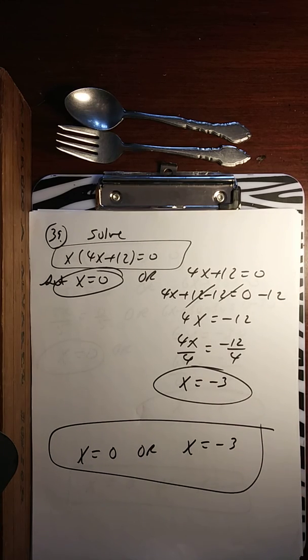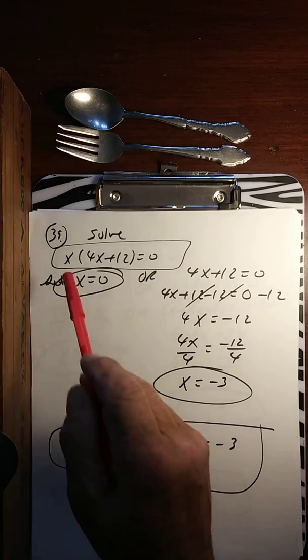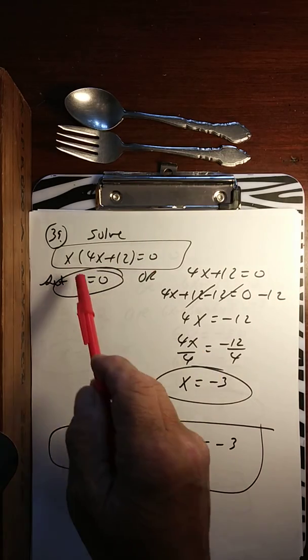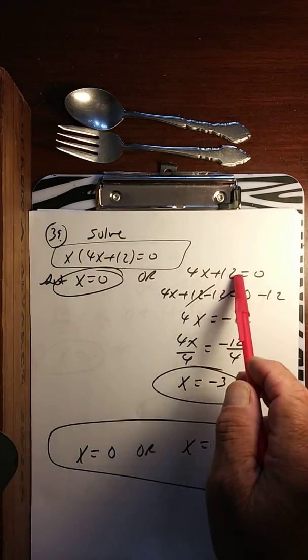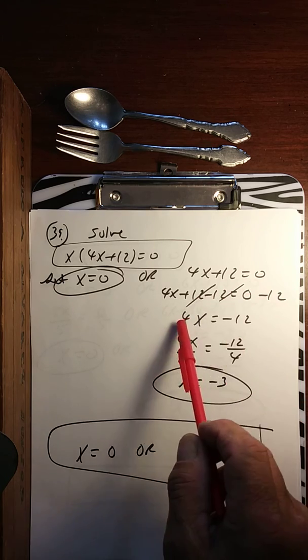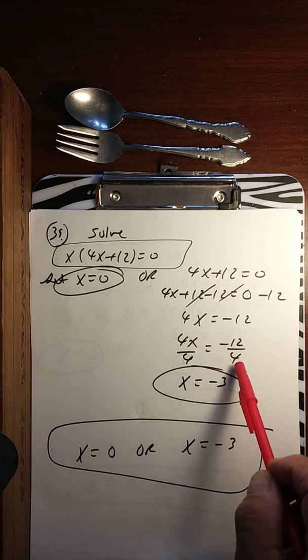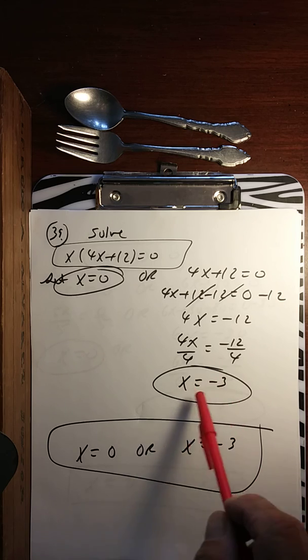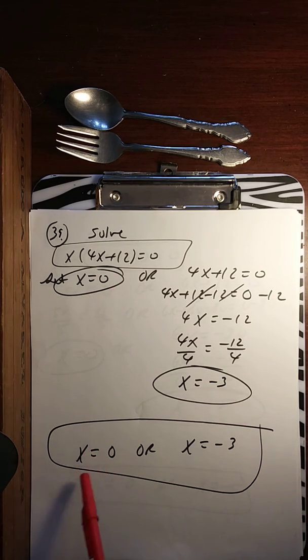Let's solve this one. Solve x times 4x plus 12 equals 0. Set x equals 0, first part, and the second part equals 0. That's done. So we're going to subtract 12, 4x equals negative 12, divide by 4, so x equals negative 3, or x equals 0. So the answer is 0, and the other answer is negative 3. Okay, that's the end of part 1. Thank you.